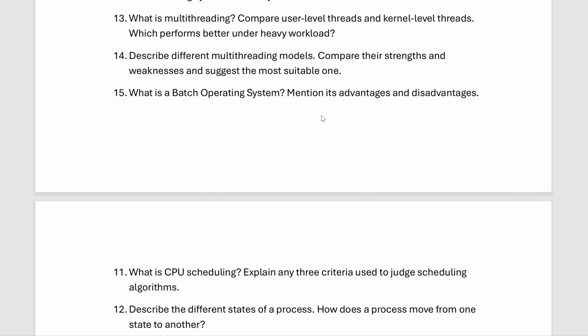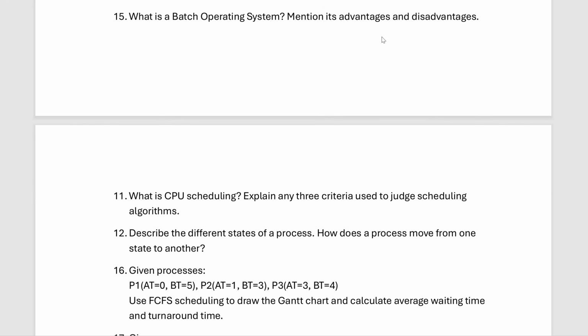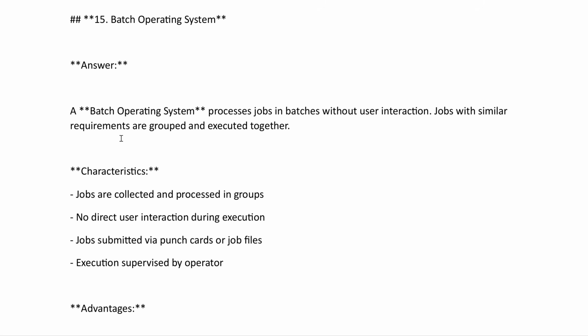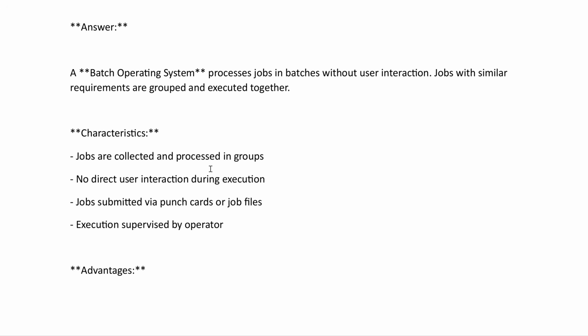Next question is question number 15. That is, what is a batch operating system? Mention its advantages and disadvantages. A batch operating system processes jobs in batches without user interaction. Jobs with similar requirements are grouped and executed together.